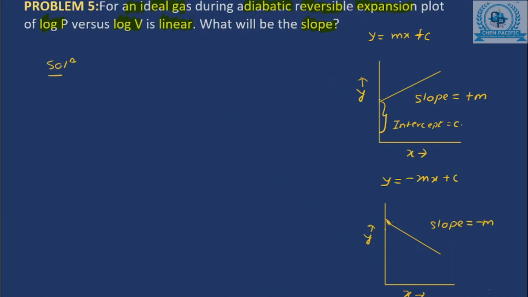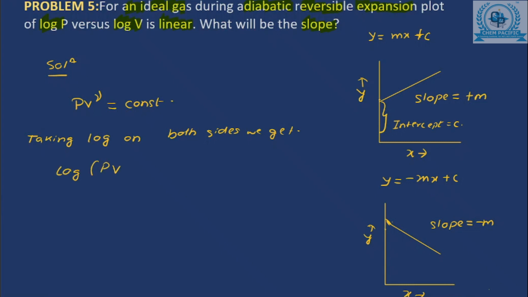They have informed you about an adiabatic reversible expansion of this. Whenever it is an adiabatic process, you know PV to the power gamma is constant. Now the next step we are doing is taking log on both sides, we get log of PV to the power gamma is equal to, let's say this constant is represented as C, log C.